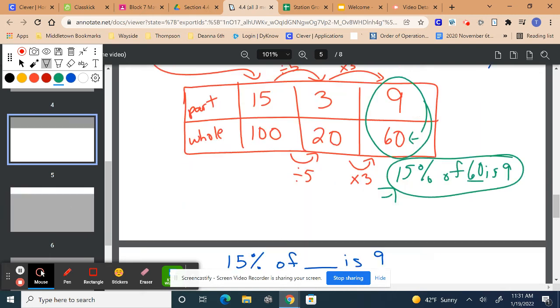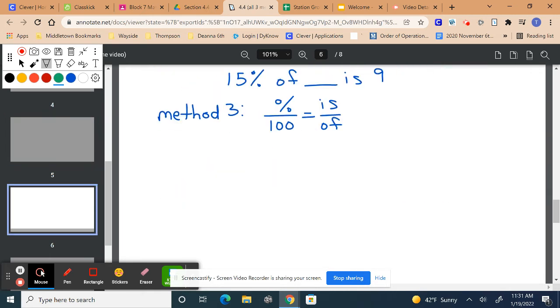Right? And then our last one is the method we learned yesterday. And this is still finding our whole. And then this is our part. All right, so we're going to do percent over 100 equals is over of. So the 15% goes here. So we're going to do 15 over 100. Our "is" is our 9. So it's going at the top, your numerator. Your whole is what's missing. So that's going to be your variable.